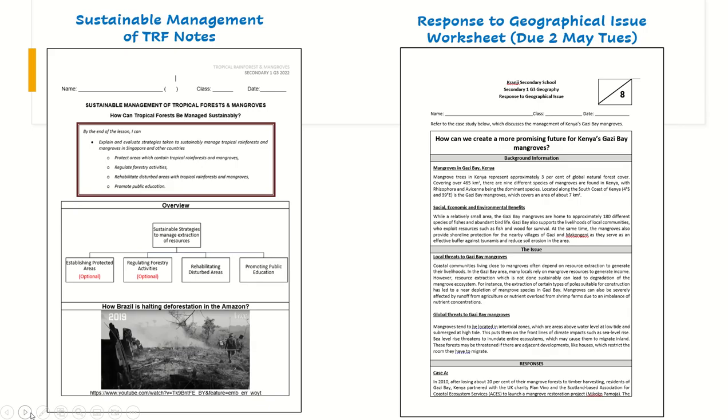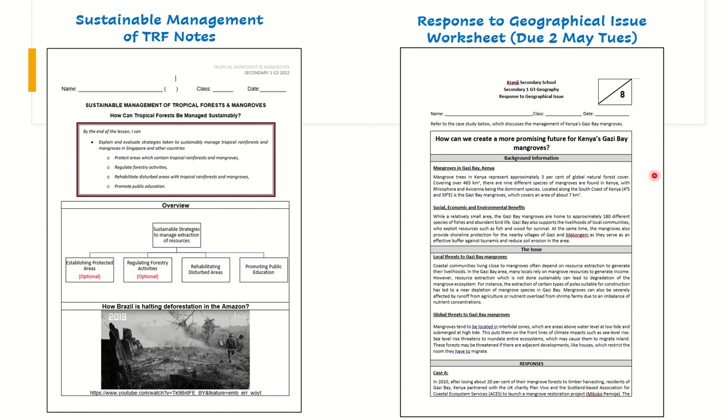You will need two sets of notes for this, so please go get them now. If you haven't gotten them, you can pause me. The first set of notes is the sustainable management of tropical rainforests, and it looks something like this. The other one is a completely new set of notes that was given to you. It is the Gazi Bay in Kenya, so an RGI worksheet based on Kenya.